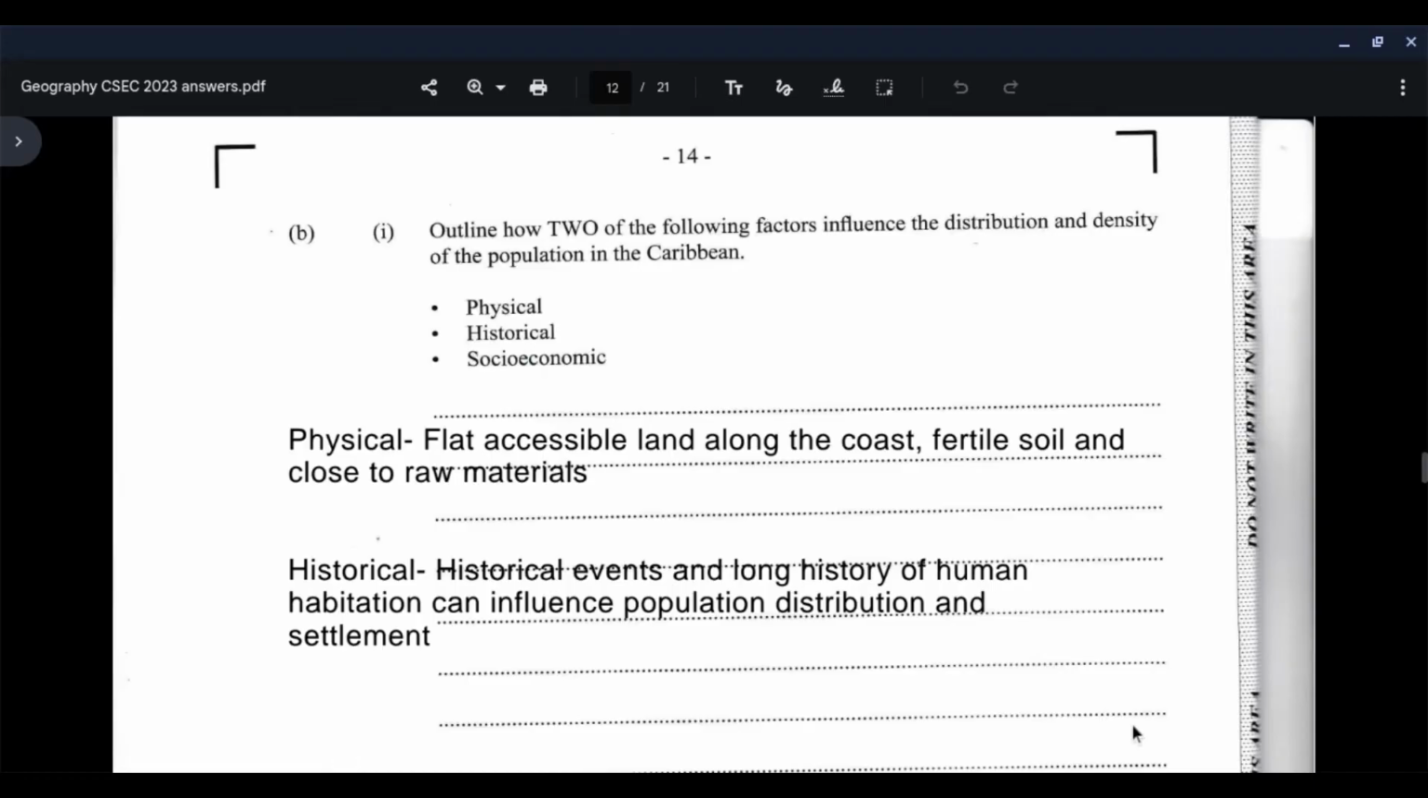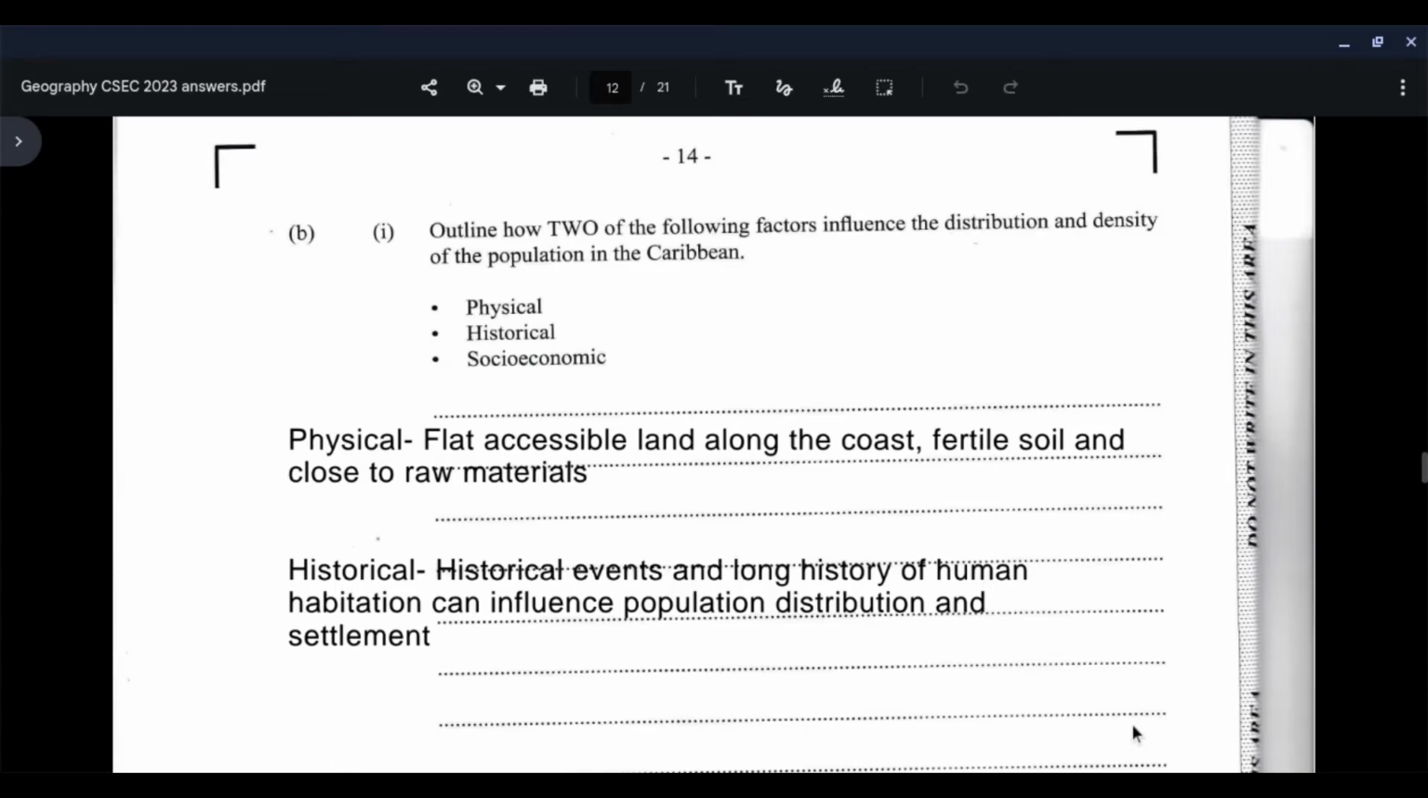So in the Caribbean, when we talk about physical, the first thing that comes to mind is the relief of the land. Flat land close to the coast is usually the preferred area where persons settle, as opposed to mountainous areas which are sparsely or almost uninhabited. Then persons settle close to natural resources if there are any in that area, usually because they have to work in those industries. And then persons also settle based on the fertility of the soil. Farming communities are usually heavily populated due to the soil being very fertile, as opposed to areas where the soil is infertile.